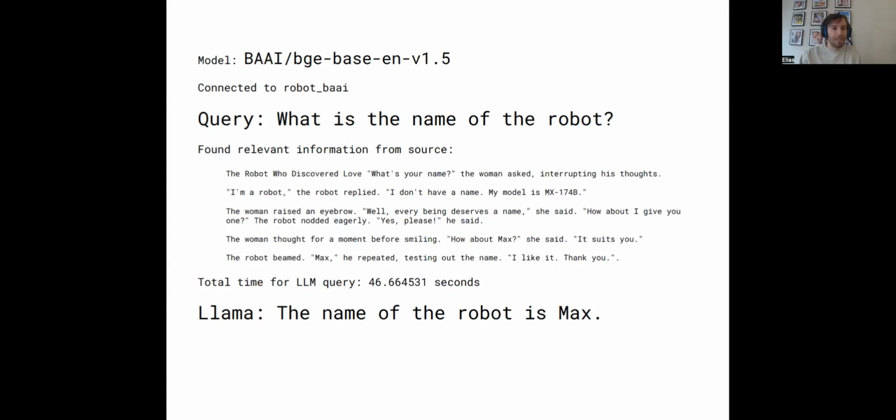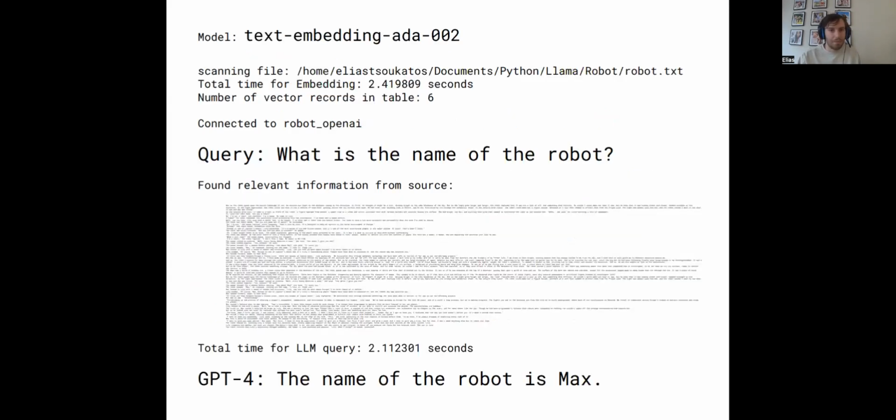I did the same question to OpenAI, and OpenAI got a very big chunk of text because it can, in a little bit more than 2 seconds, and it created the table also in 2 seconds. It got that the name is Max. So why did that happen? I don't know.